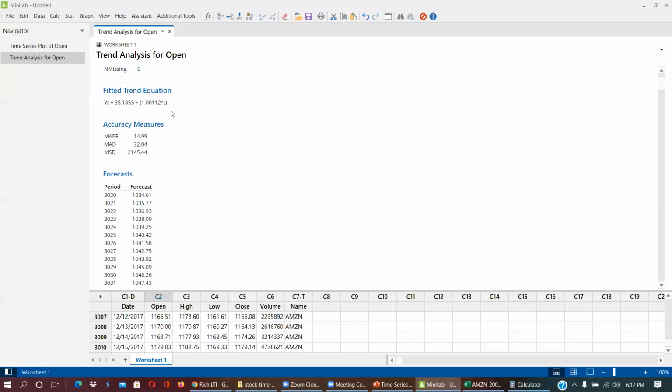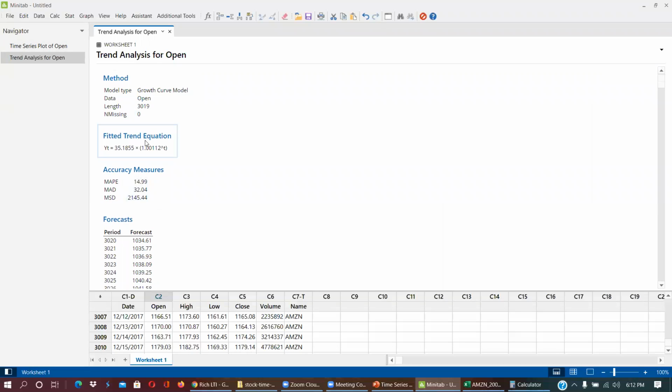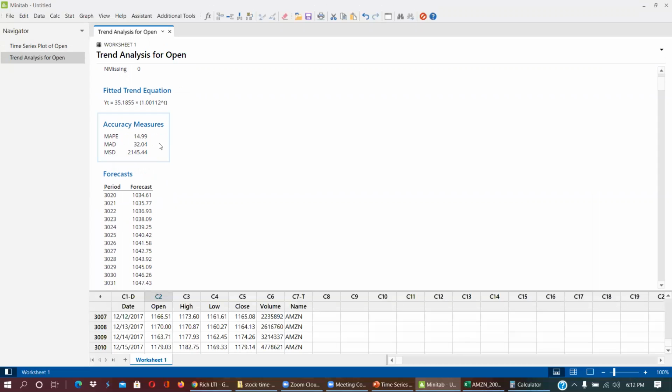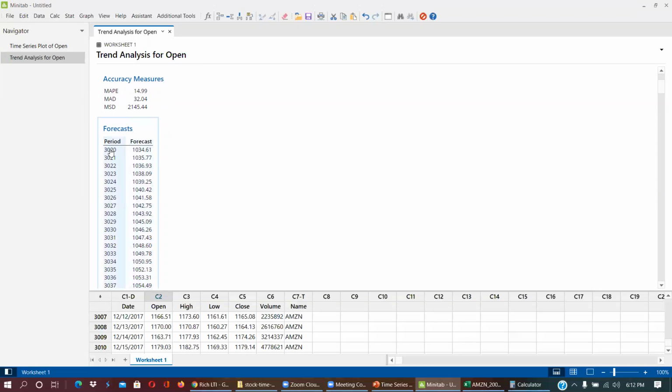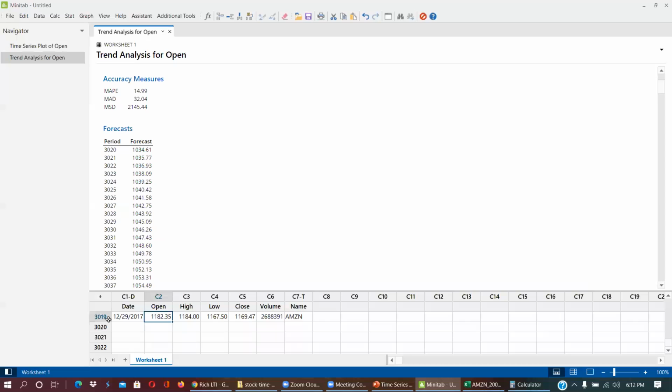So if you can see, this is the fitted trend equation. This is the exponential equation. These are the accuracy measures. I'm going to talk about this in a minute. This is the forecast values. Here, we have the data till 3019. What would be the value of this day?